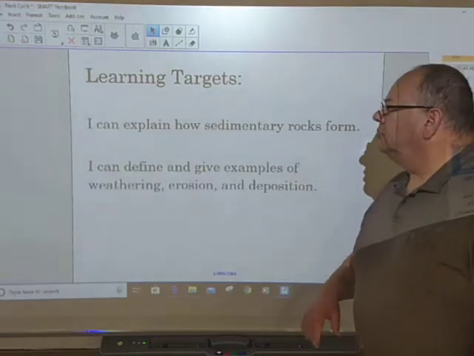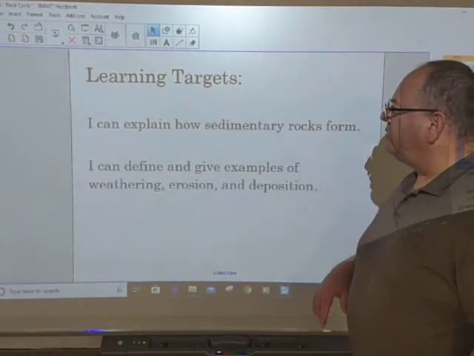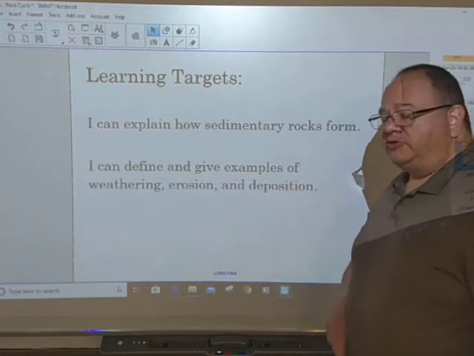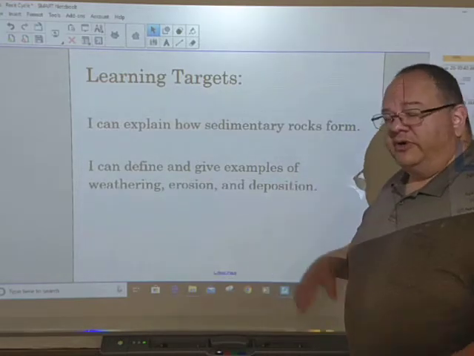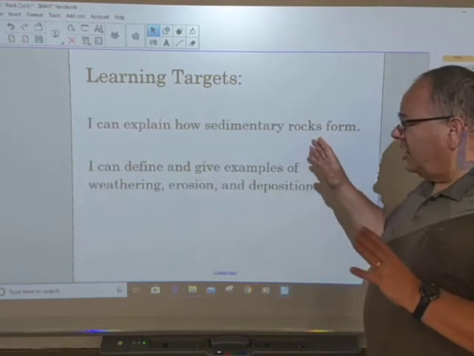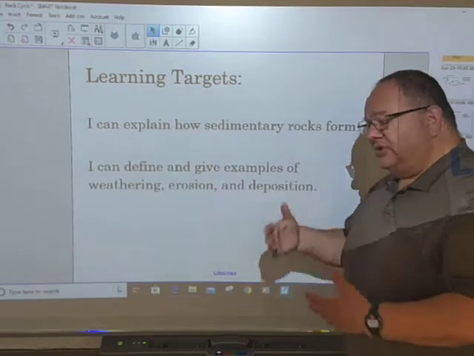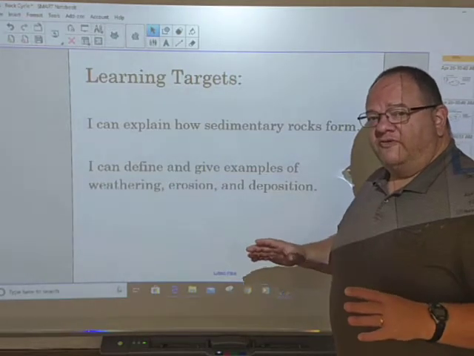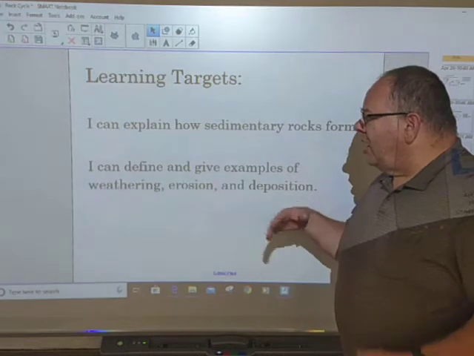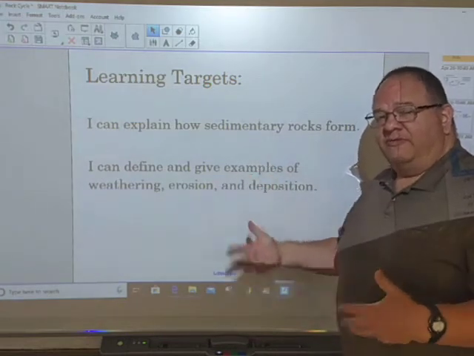Today, we're going to talk about sedimentary rocks. So you should be able to explain how sedimentary rocks form. There's some vocabulary associated with that. And then, in talking about sedimentary rocks, this is much more involved than what we did yesterday, talking about our igneous rocks. We're going to talk about how sediments form.